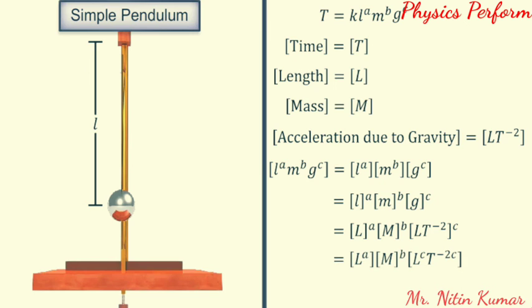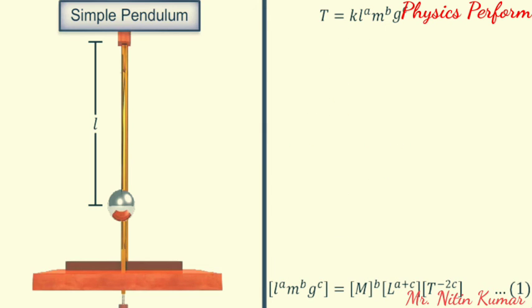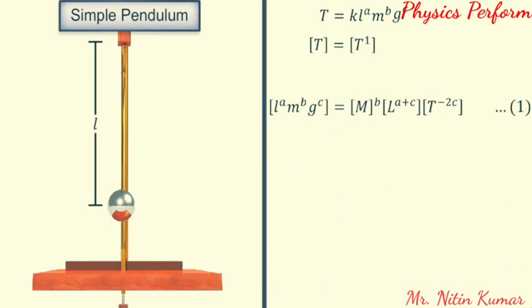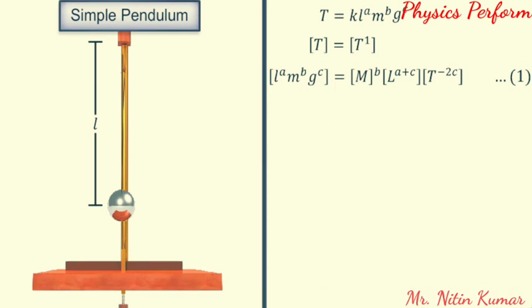Let this be equation 1. The dimensional formula of the quantity on the left side of the equation is as shown. As we do not have the terms for M and L on the left-hand side of the equation, we take their powers to be 0 as shown. Let this be equation 2. Equating equations 1 and 2.